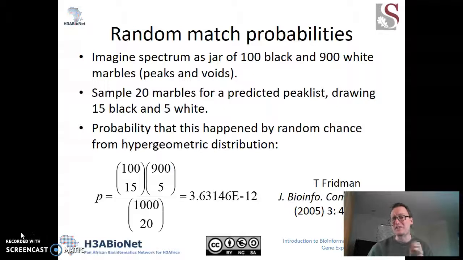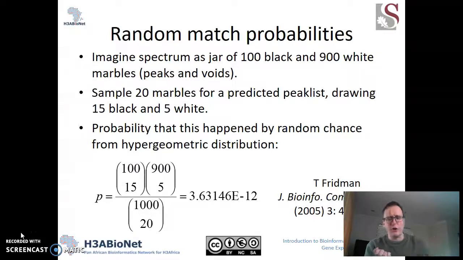Now, there's also a statistical way that we can think about this. Imagine that our spectrum is instead a jar of marbles. And maybe there were 1,000 different places that might have held a peak in that spectrum, but only 100 of them were occupied by a peak. So that jar of marbles is going to have 900 white marbles to reflect locations in the spectrum where there might have been a peak but wasn't, and black marbles that indicate locations where there might have been a peak and there was. Okay, so 100 peaks in a spectrum that was about 1,000 peaks in size.